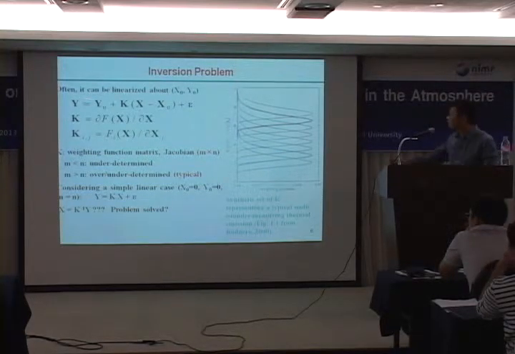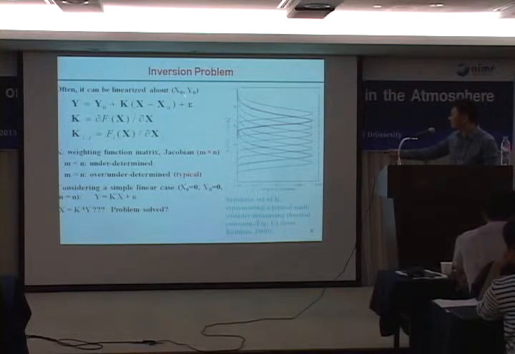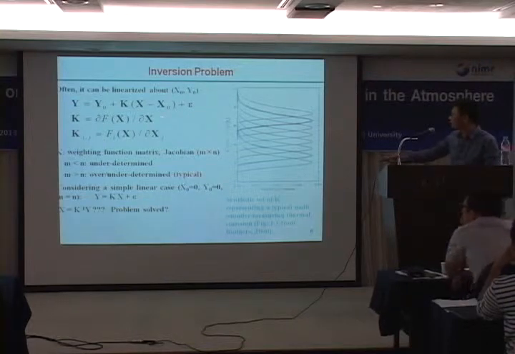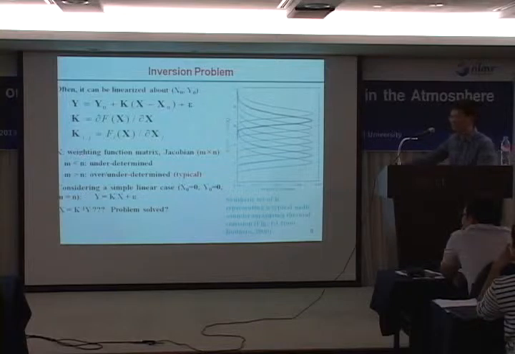So that equation can be linearized about x naught and y naught like this. So this is the K. This is the weighting function matrix. It's the derivative of the forward model with respect to x.